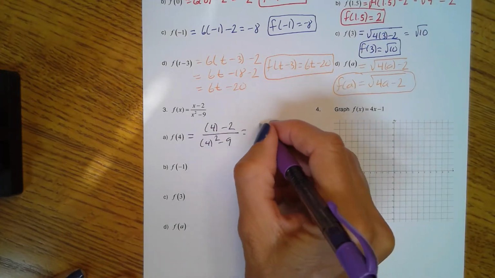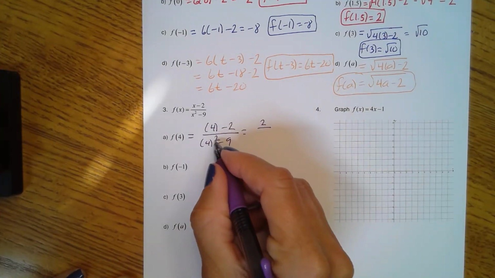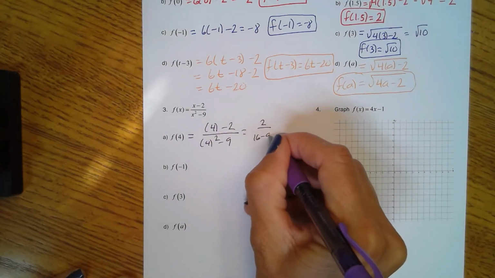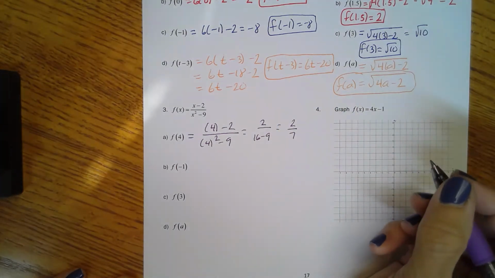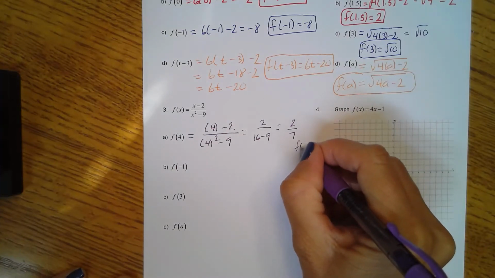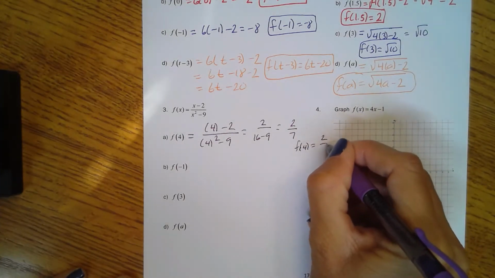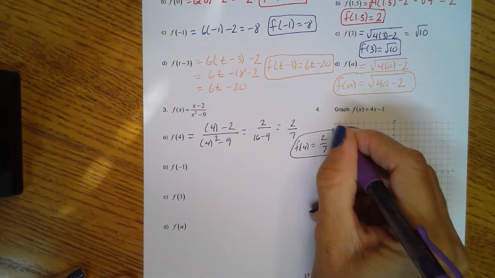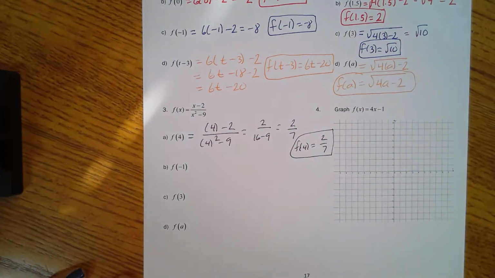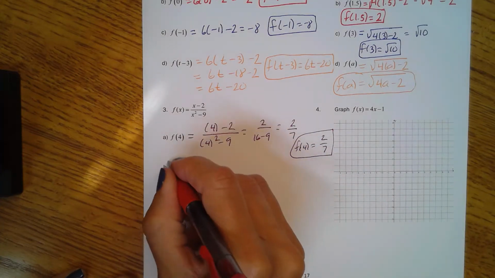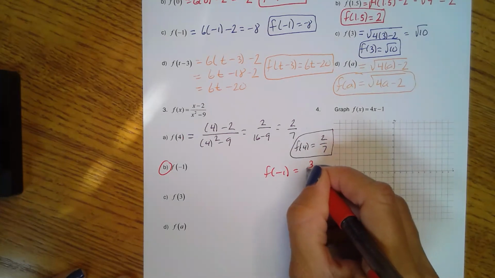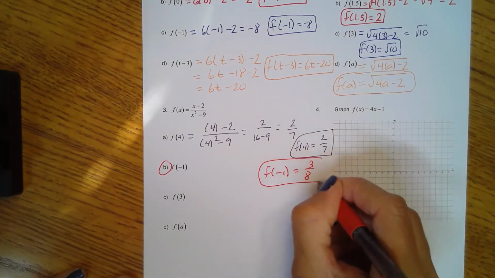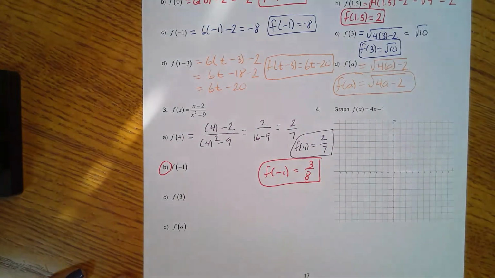Well, 4 minus 2 is just 2, and we get 4 squared, which is 16, minus 9. And 16 minus 9 is 7. So we have that f of 4 equals 2 7ths. Alright, what about f of negative 1? So I'm going to let you do f of negative 1, and you should have come out with f of negative 1 equals 3 over 8. Positive. So be careful on that one.